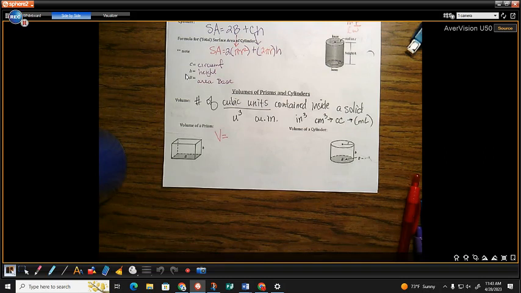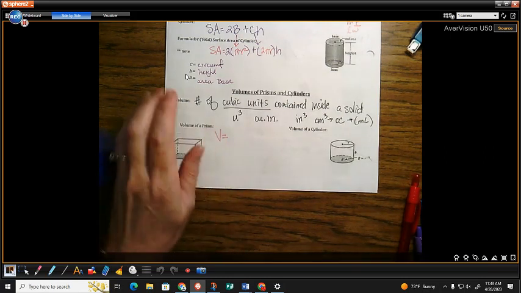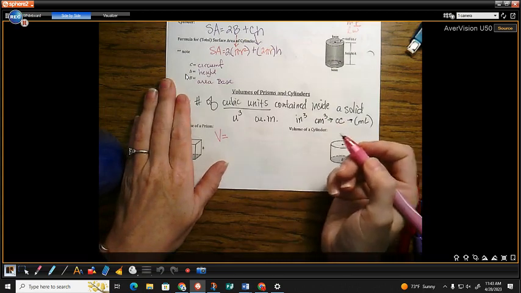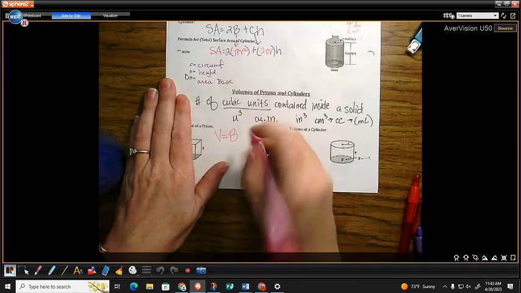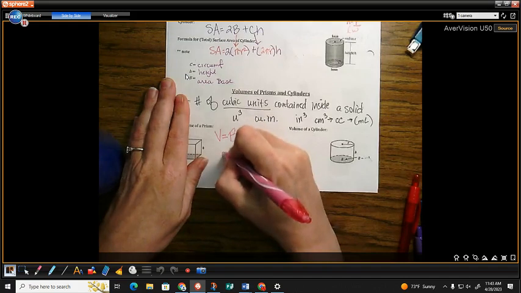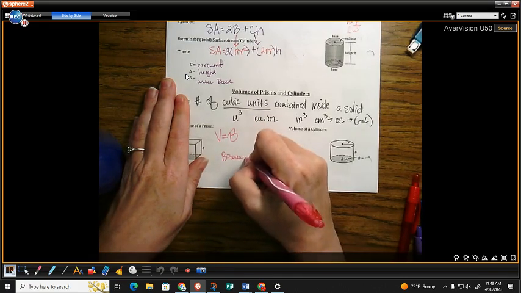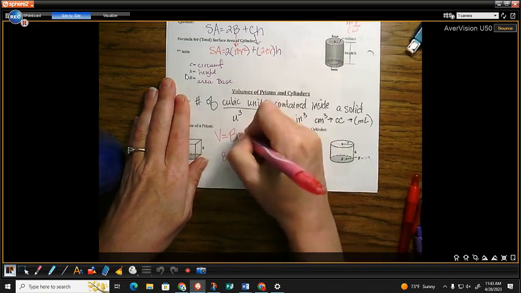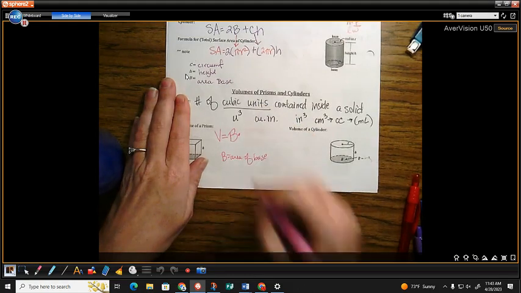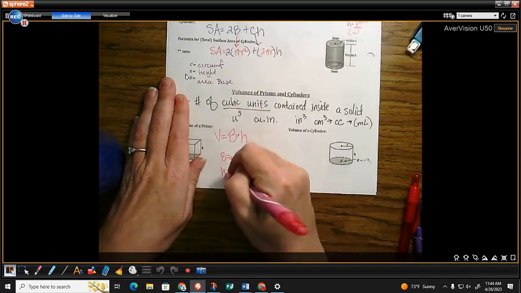So what do you think the formula is for volume of a prism? Area of base. Area of base, remember that's what big B is. So big B, the area of base, times height, the height of the prism.